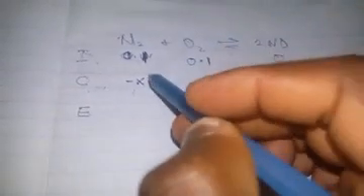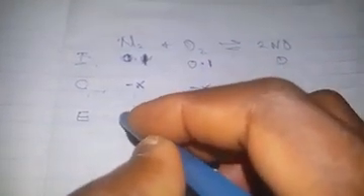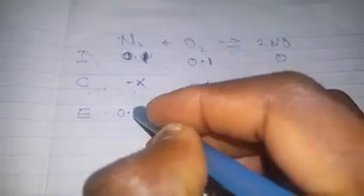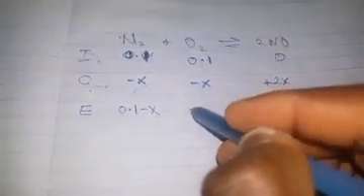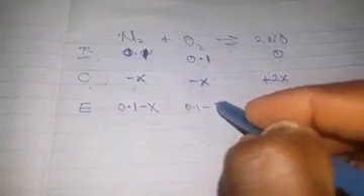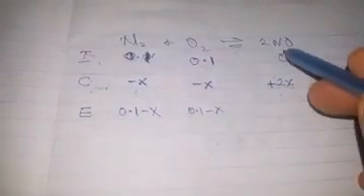Now the E stands for the equilibrium concentrations, which is the sum of I plus C. So if we do that, the equilibrium concentration for nitrogen is 0.1 minus X. The equilibrium concentration for oxygen is also 0.1 minus X. The equilibrium concentration for NO is 0 plus 2X, which is actually 2X.